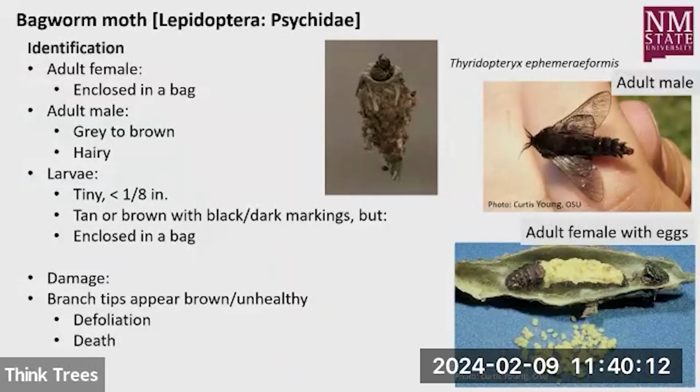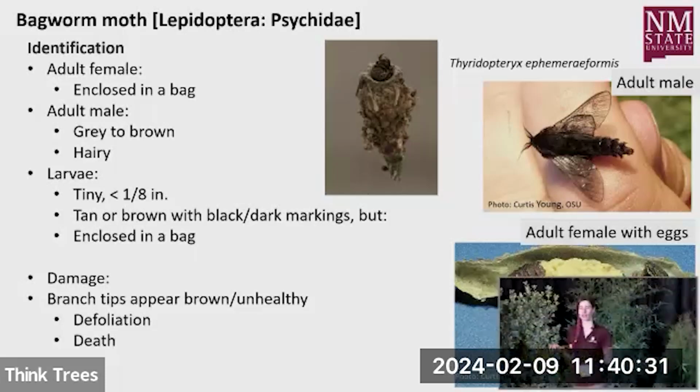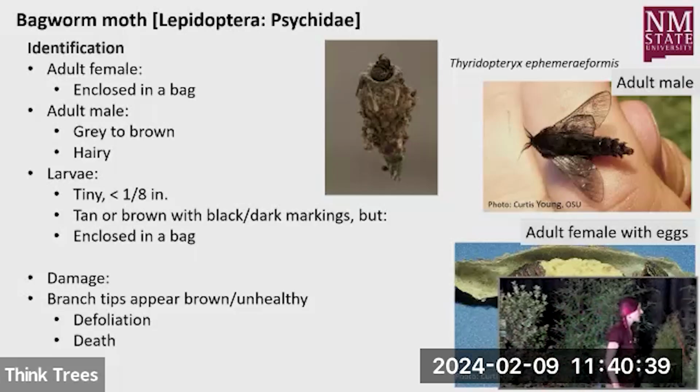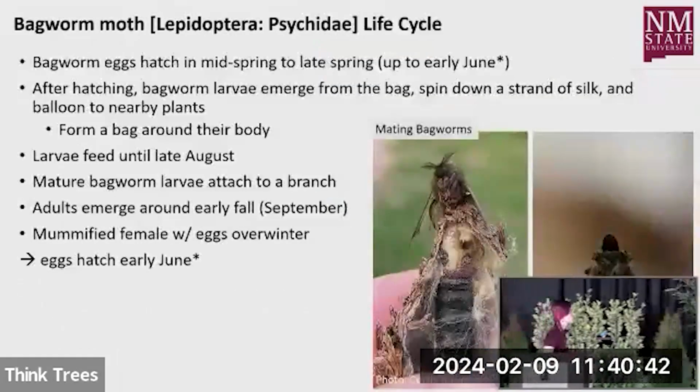So the females never become winged adults. They always stay in this bag, but there is a mating, dispersing phase here. We have the males, they're winged, and they'll mate with the bag. And then the female, when she's mature, she'll become like an egg case full of eggs here. So the damage is through the larval feeding. They will feed on tips of trees, and then they'll feed on the whole tree, and it can lead to defoliation and even death if there's too much of an infestation.